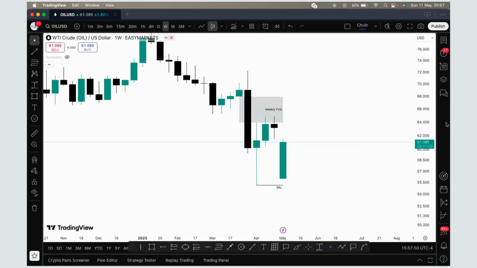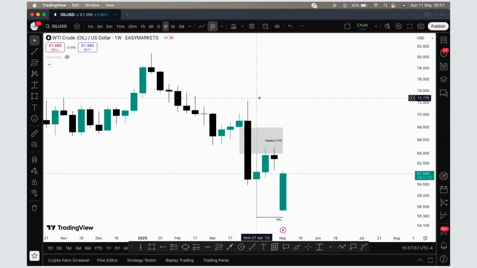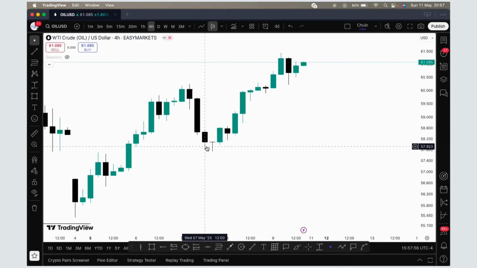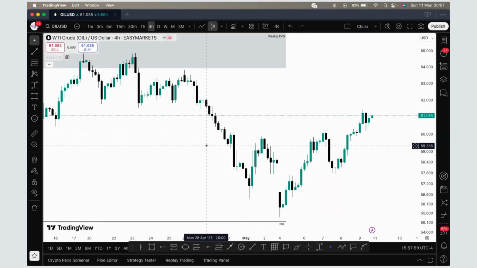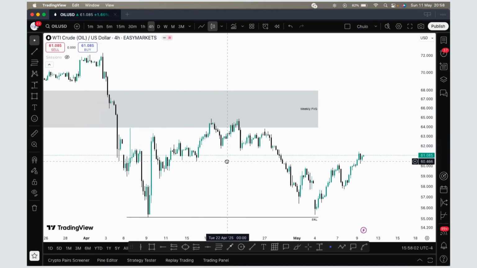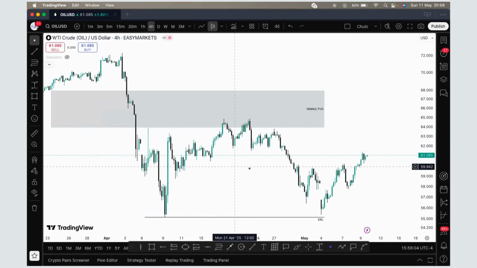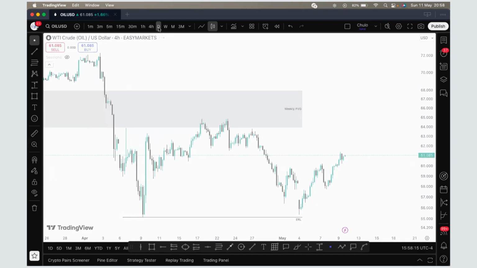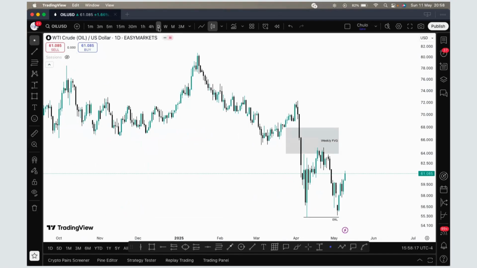Okay, so drop into the 4-hour time frame. So here on the 4-hour time frame, I would have loved it had oil taken out this low here. That would have been a very, very nice and interesting thing for us. But let's see the daily time frame first.